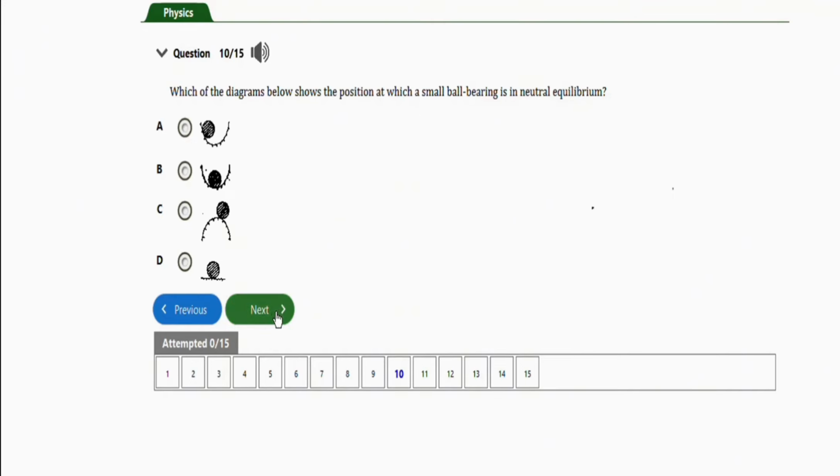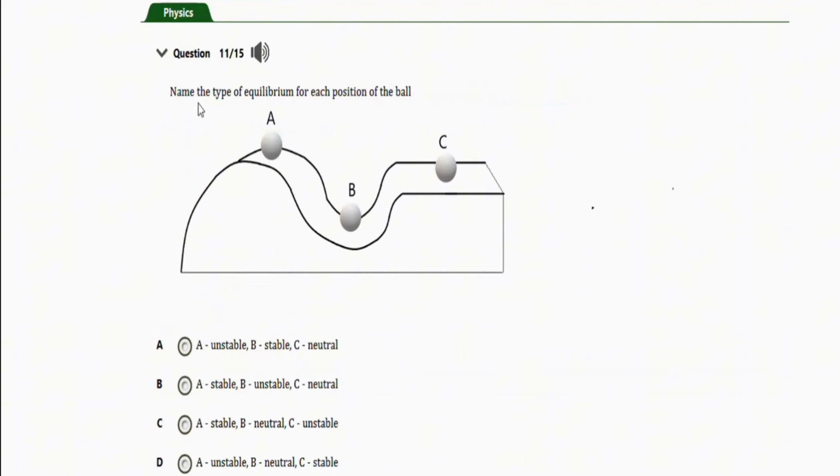The next question will be this question. It says, name the type of equilibrium for each position of the ball. So from this diagram we have here, the correct option to this question will be, A is unstable, is correct. B is stable is correct. C is neutral is correct. So option A is the right option. A being unstable, B being stable, C being neutral. Alright, so that's it for this question.